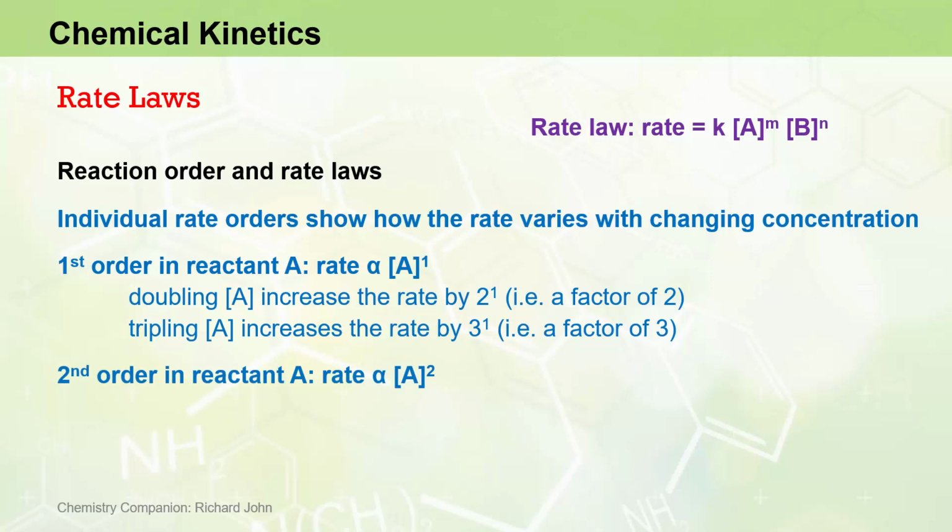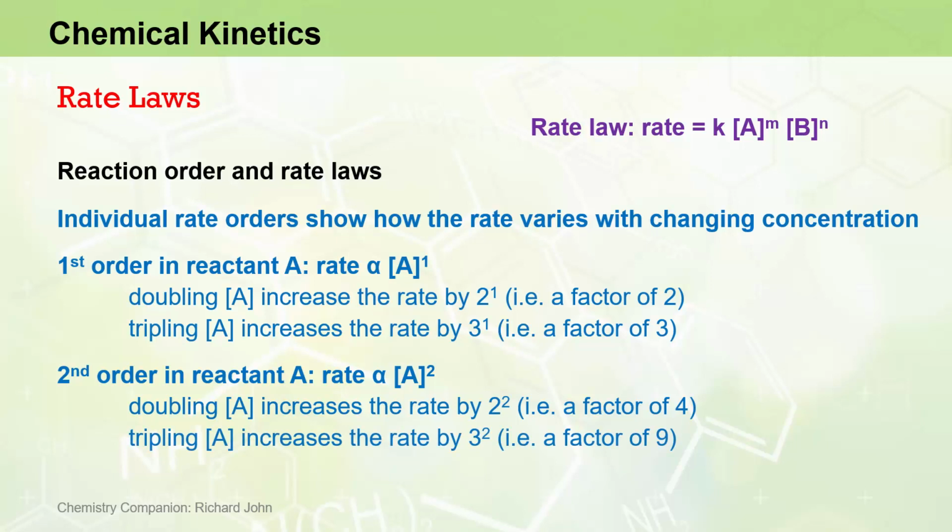If, however, the exponent for reactant A is 2, that is, the reaction is second order in reactant A, then the rate of reaction is proportional to the concentration of A squared. In this case, doubling the concentration of A will result in the rate increasing by a factor of 4, that is, 2 to the power of 2, where the exponent 2 is the reaction order for reactant A. And tripling the concentration of A will result in a rate increase by a factor of 9, that is, 3 to the power of 2, again 2 being the order with respect to reactant A.